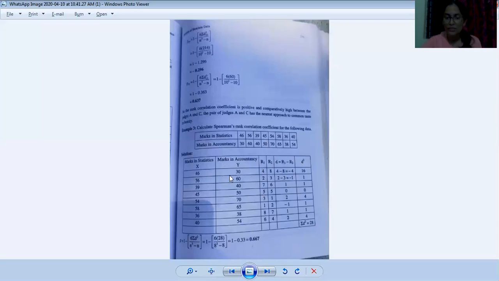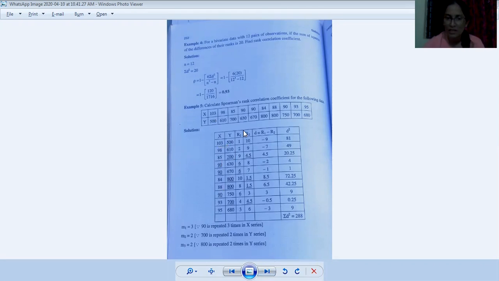The only new thing here is we have ranked them ourselves. So if the ranks are not given, you will have to rank them. Since there are no ties, we can use the first formula and get the result. And this result shows that there is a positive correlation between x and y.